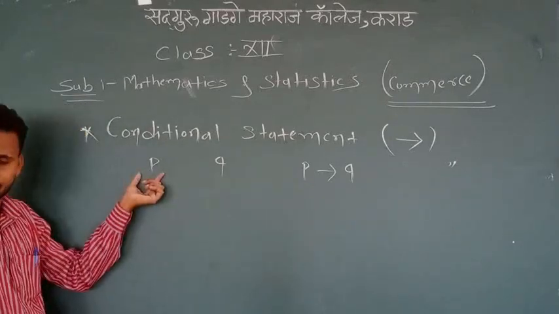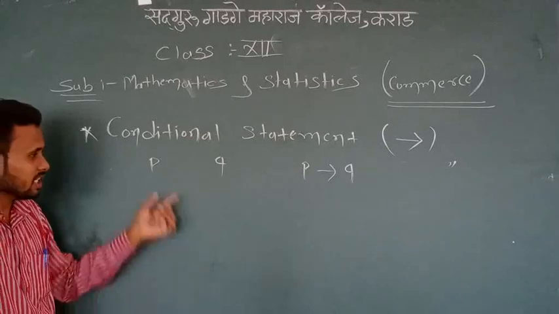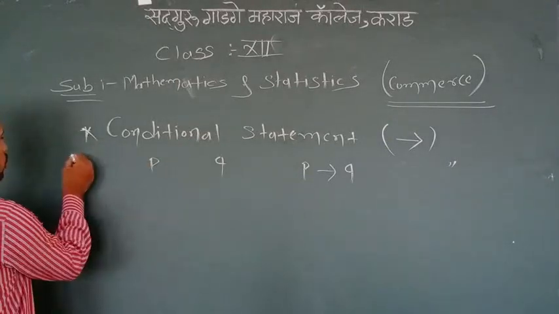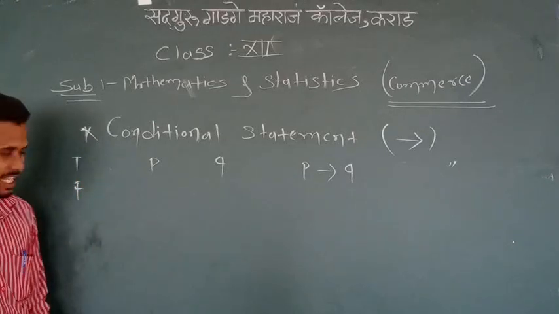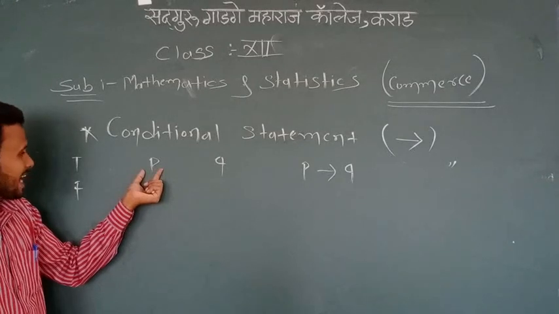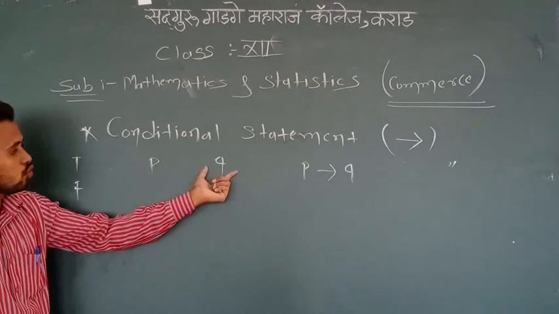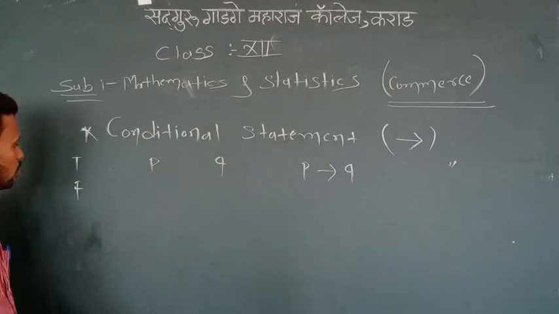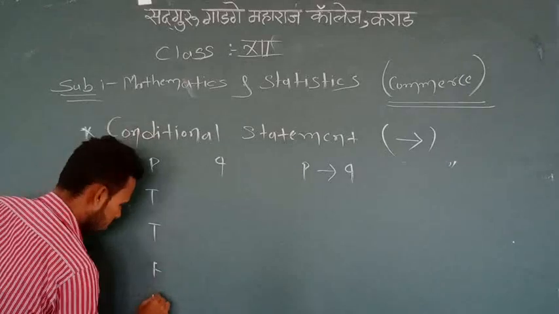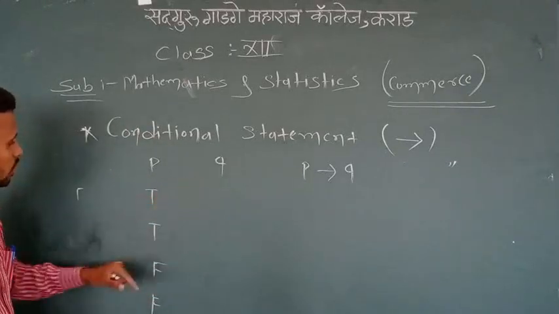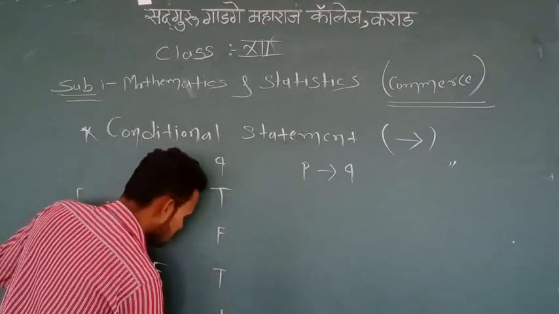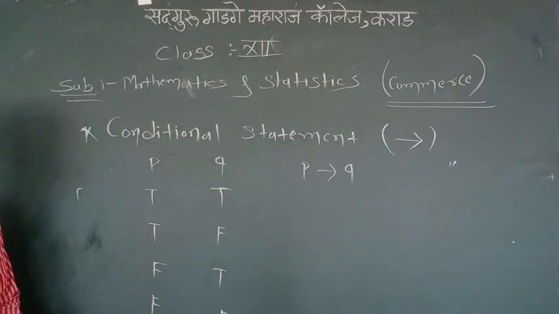Now we know that for any statement there are only two possible truth values. Which ones? T and F. Here P has two possible truth values, T and F. Here Q also has two possible truth values, T and F. The next, second column: first T, second false, then next T, then next false, then next false.